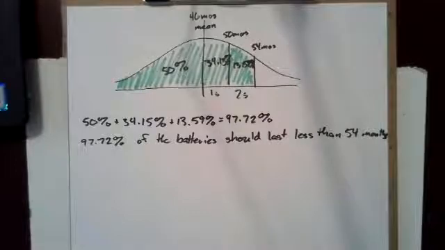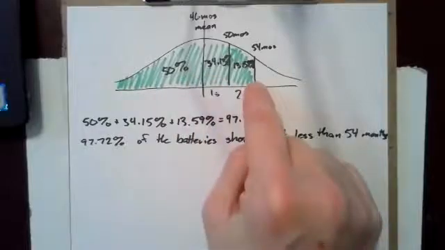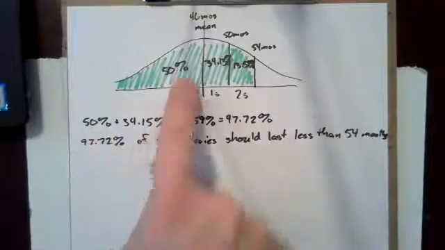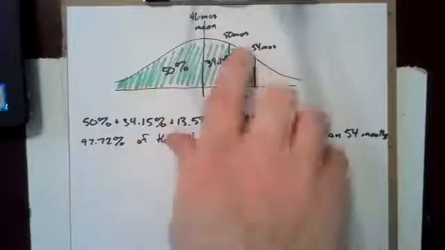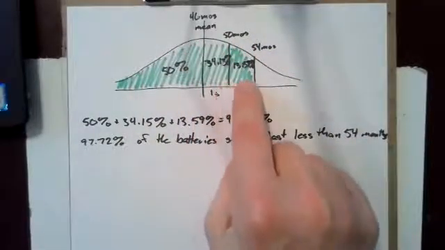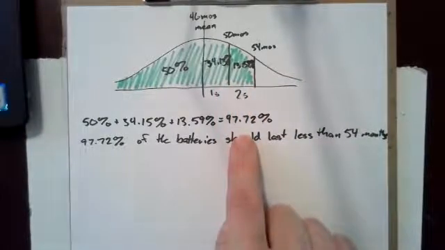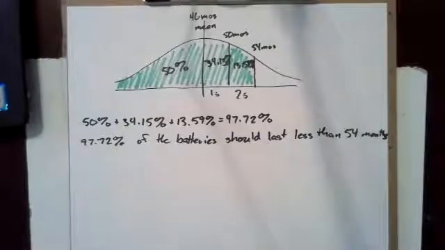Here is our standard deviation graph. Here's one standard deviation and two standard deviations. 50%, this whole half here, plus 34.13% plus 13.59% is 97.72%. So 97.72% of the batteries should last less than 54 months.